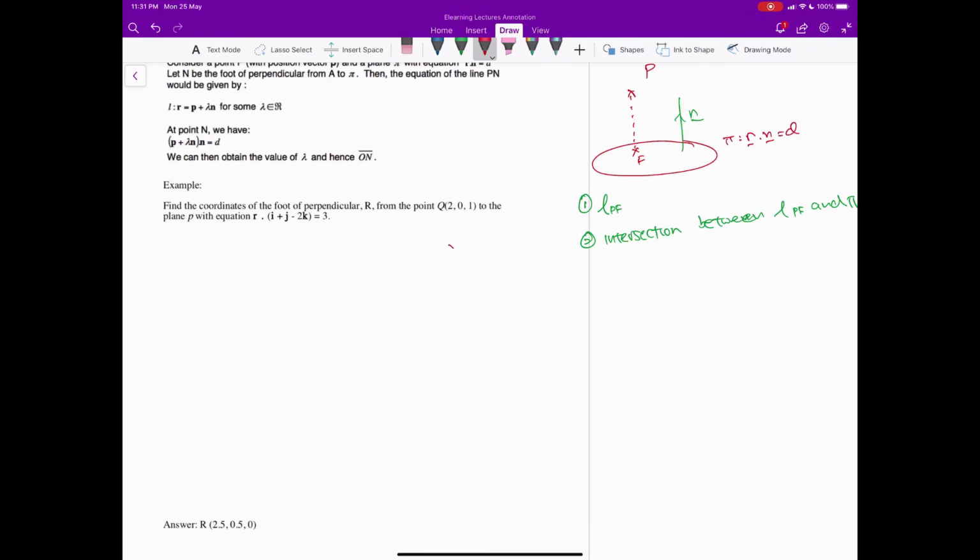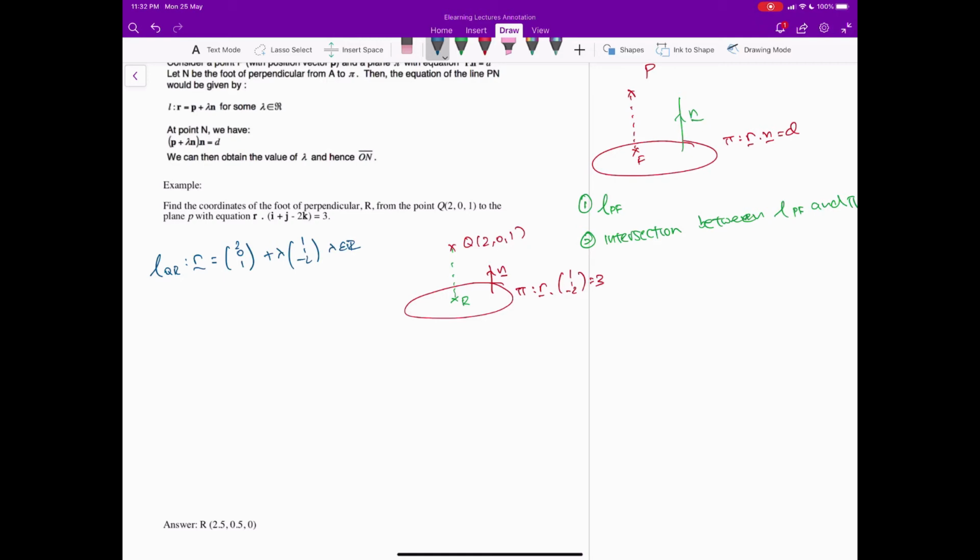Same thing, I'm going to quickly draw it out. This is point Q, (2, 0, 1), and this is my plane, r dot (1, 1, −2) equals 3. The question denotes the foot of perpendicular to be R. So likewise, I'm going to first create line equation QR. To create a line equation, you need a point and a direction. The point, you can use point Q, which is (2, 0, 1). The direction of the line is equal to your normal. Since they are parallel, I can use the normal as the direction of my line. So in this case, I'm going to use lambda times (1, 1, −2), where lambda is a real number.